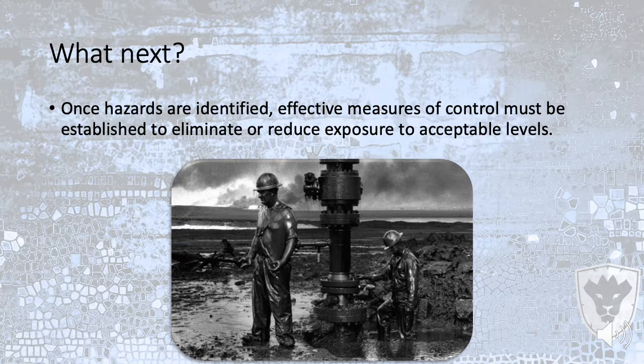Effective measures of control must be established to eliminate or reduce exposure to acceptable levels. Acceptable levels, I want you to circle that in your mind, is something that really needs to be established as a team. OSHA has a standard, great. But it's not specifically saying on the Jackson 12-5H, on August 24th, 2019, this is how you appropriately handle the hazards in front of you. It's not going to do that.